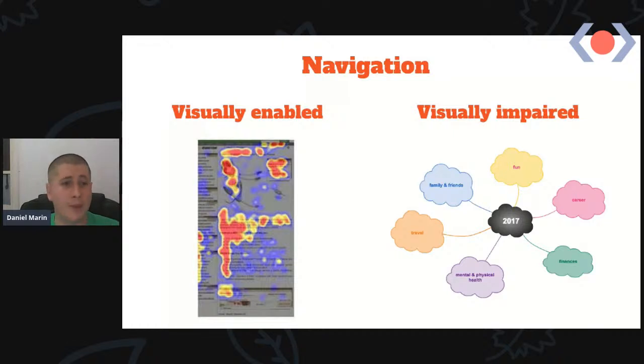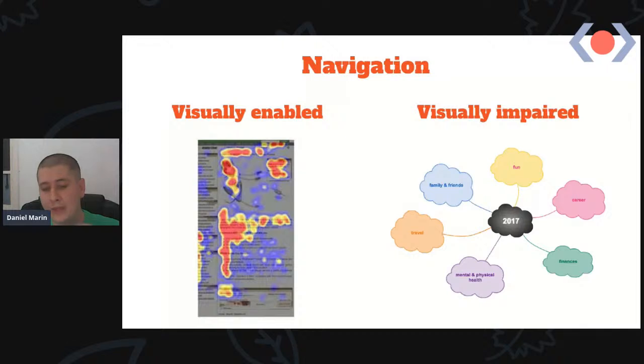As we can see here, this is like a heat map of where the eye goes when looking at this precise site, and you can see that there's more red towards the image, toward titles and things like that. So we, as visually enabled users, have a specific way to navigate through the content. But when we get to visually impaired users, things change a lot.